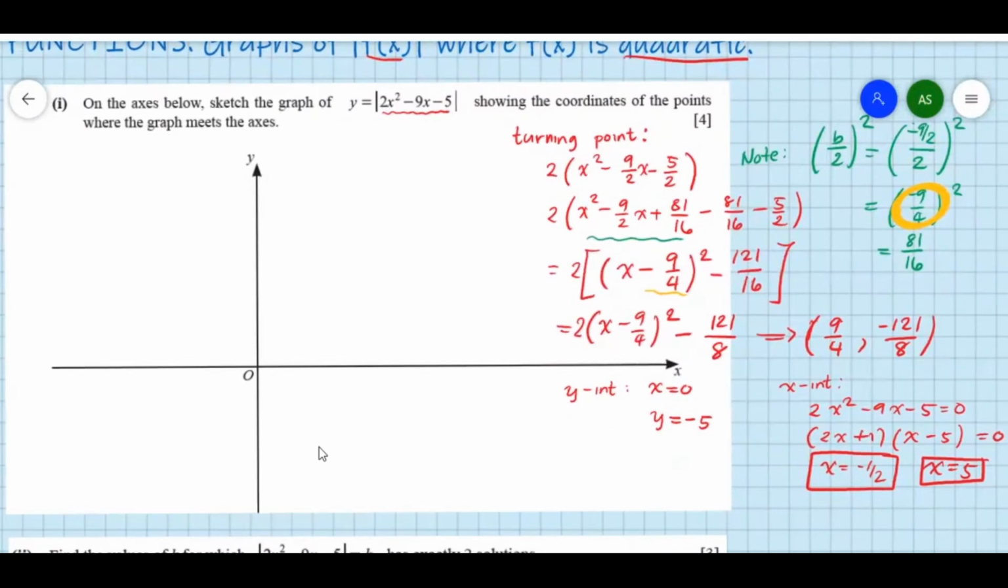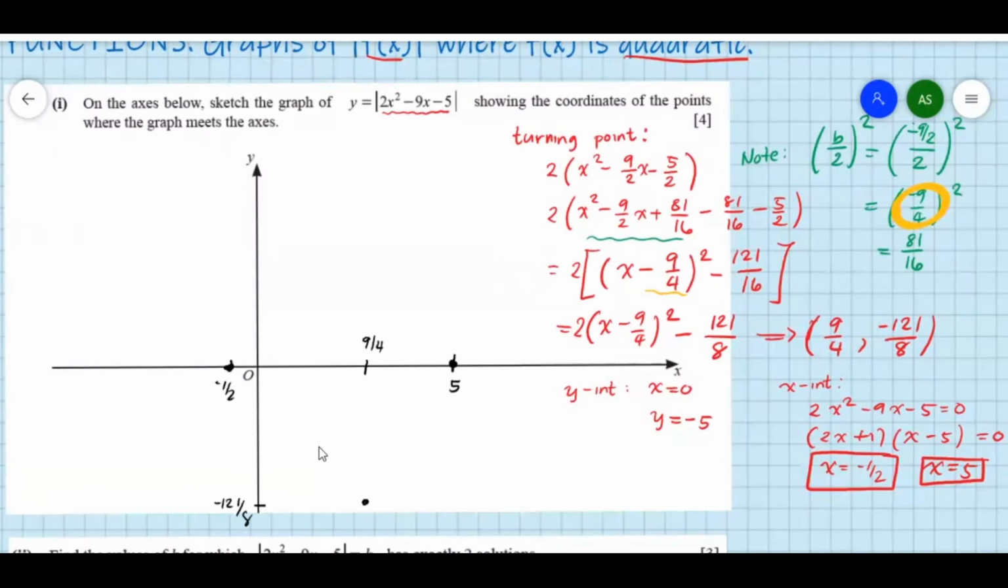Remember that my graph here is not drawn to scale, so I'm just going to estimate the values. So I'm going to start with 9 over 4. And the corresponding y value is negative 121 over 8. So my point is somewhere here. And of course, 5 is bigger than 9 over 4. So my 5 will be here, and this is the x-intercept. And negative 1 over 2 will be here.